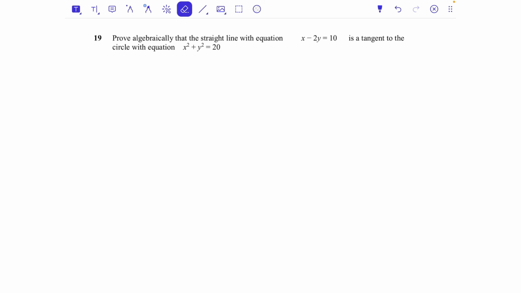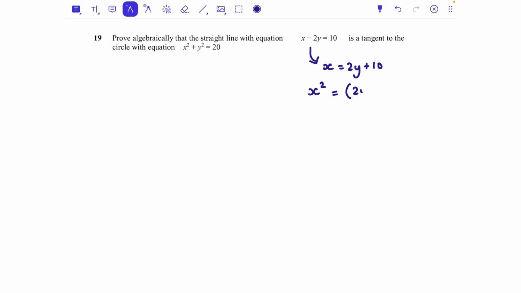If we got two answers, then we'd know that that line is going through the circle and it's crossing in two places and it wouldn't be a tangent. Okay, so let's do our simultaneous equations like normal, and there should be only one solution. I'm going to start by making x the subject of the formula here. So x equals 2y add 10. I've added 2y to both sides, and that means that we can now square it to get x squared.